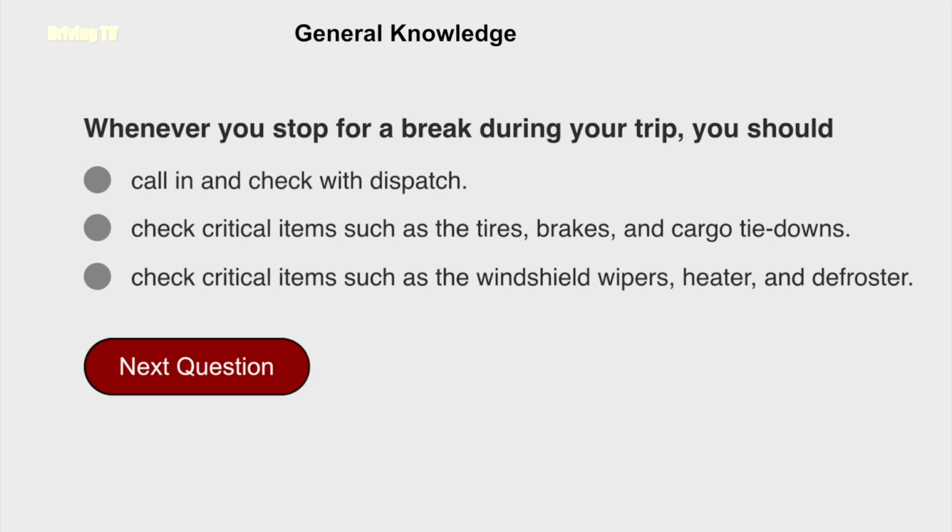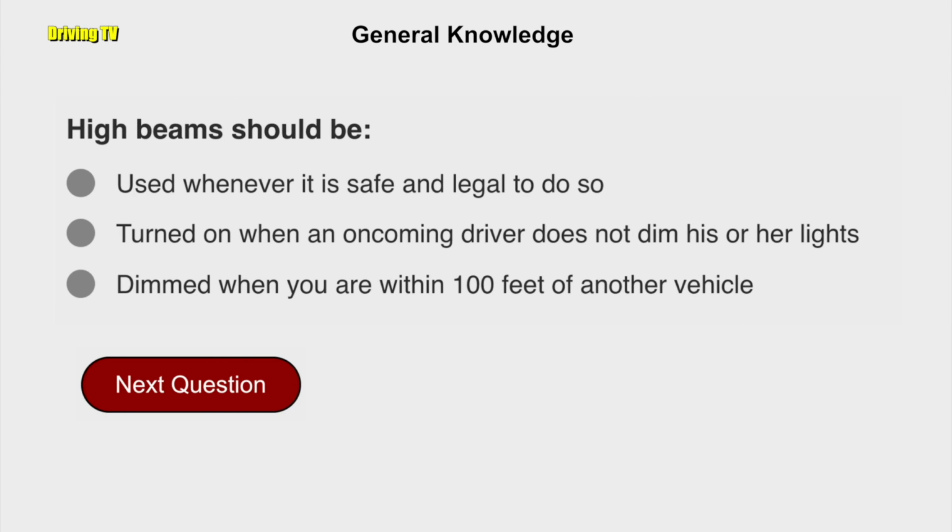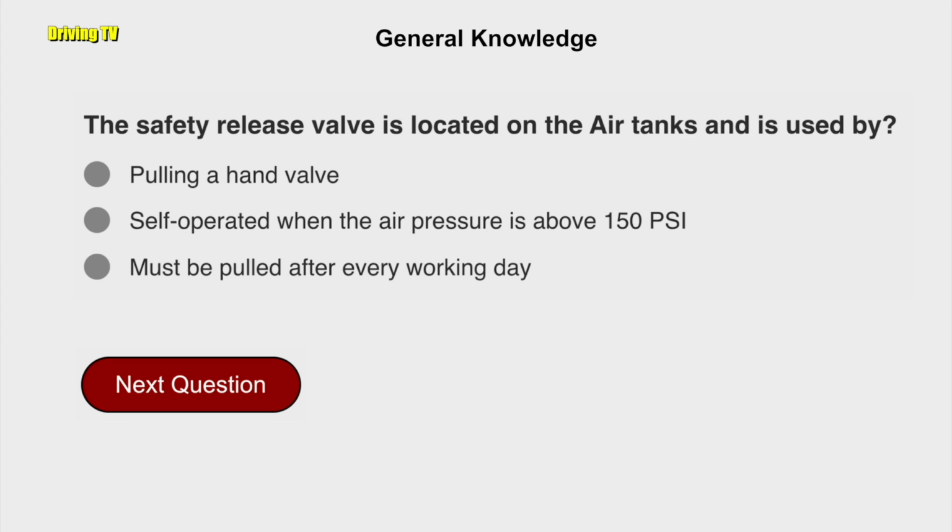Whenever you stop for a break during your trip, you should check critical items such as tires, brakes, and cargo tie-downs. High beams should be used whenever it is safe and legal to do so. The safety release valve is located on the air tanks and is self-operated when the air pressure is above 150 psi.